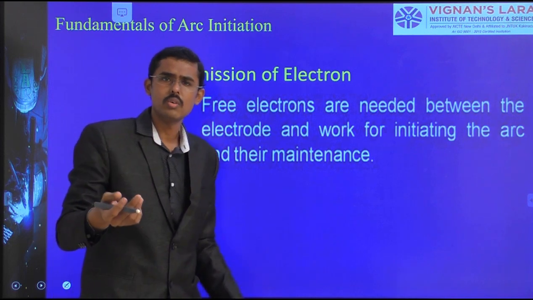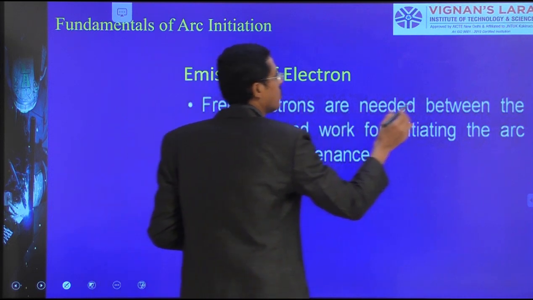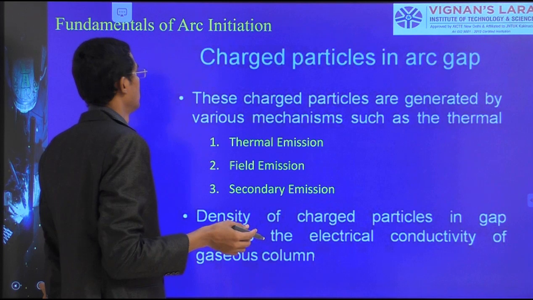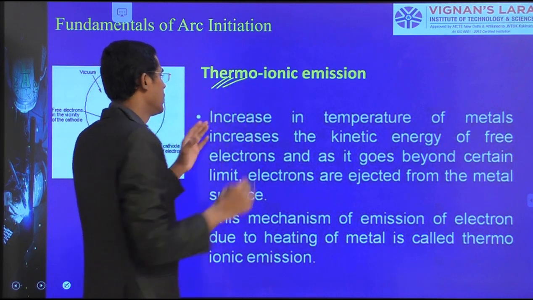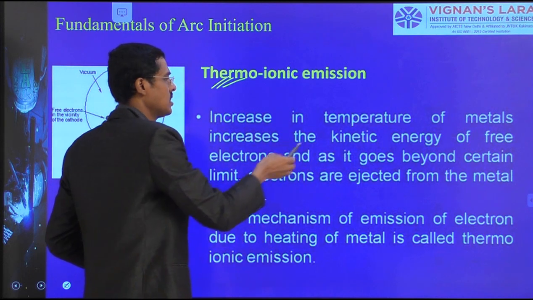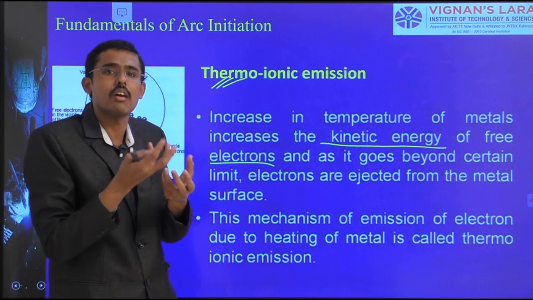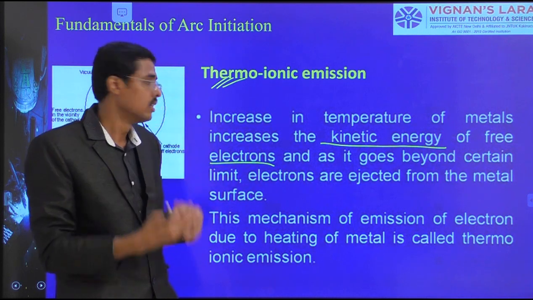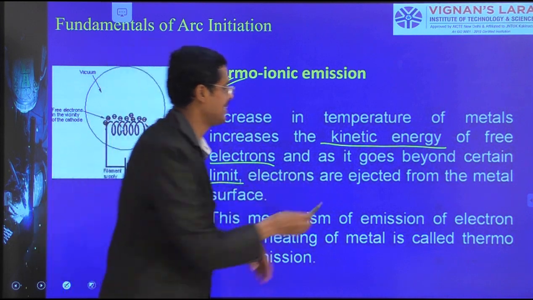Right. Now we know electrons are emitted, but how to emit? There are two methods. Free electrons are needed between the electrode and the work to initiate the arc. These charged particles are generated by three mechanisms: thermal emission, field emission and secondary emission. But what are the two methods? One is thermionic emission. Increasing the temperature of the metal increases the kinetic energy of the free electrons. As the temperature is increased on the electrode, the kinetic energy of the free electrons in the material is higher, and it goes beyond certain limits. Okay, and electrons are ejected from the material.